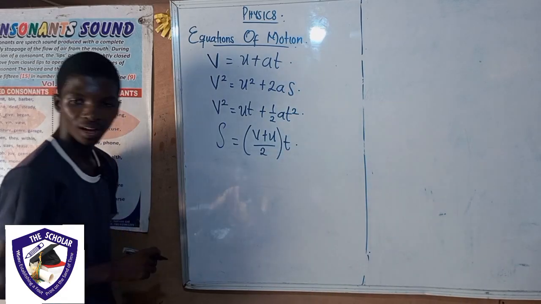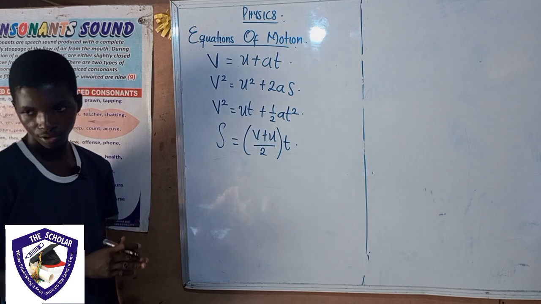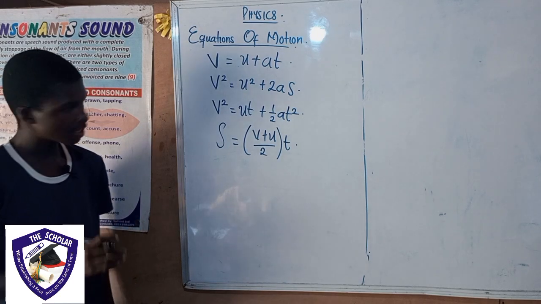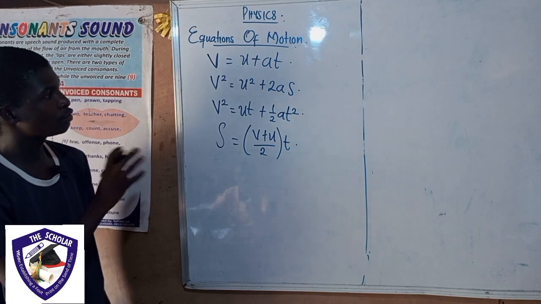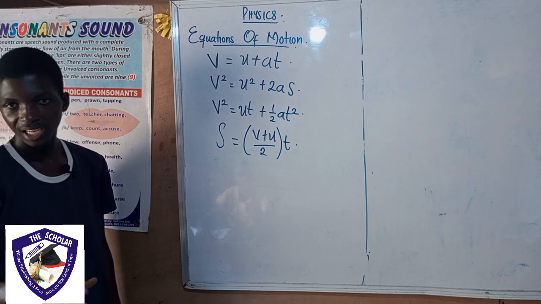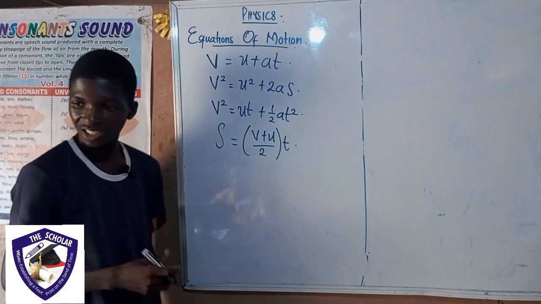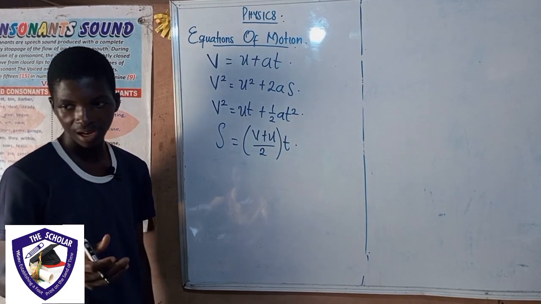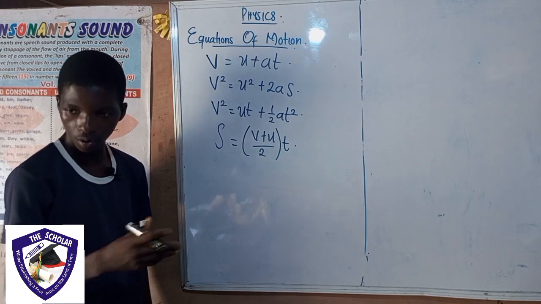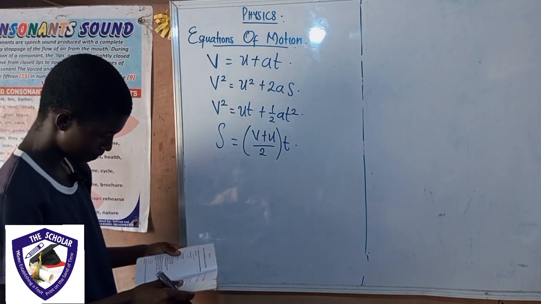These are the four equations of motion that we have, and they all have force. Now, there are ways of using these equations of motion. We can't use them at once. It's a question that will tell us when and where to use our first, second, third, or fourth equation. Now, let us solve our first example here.